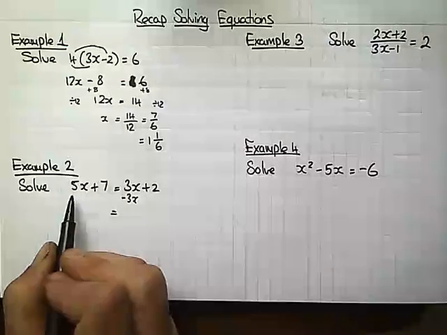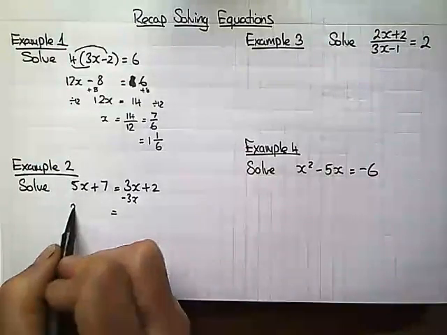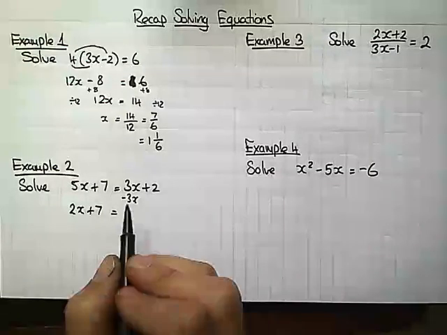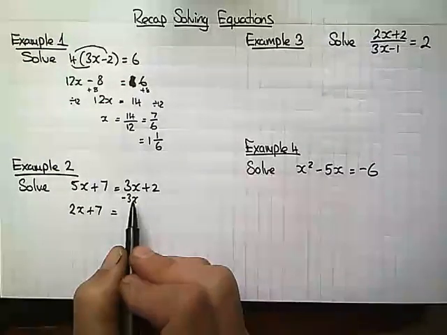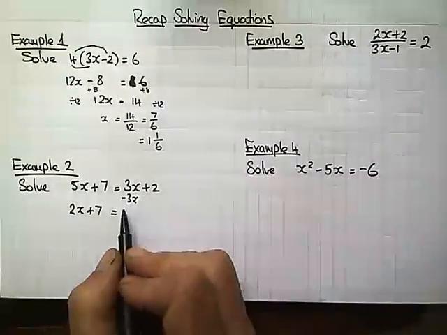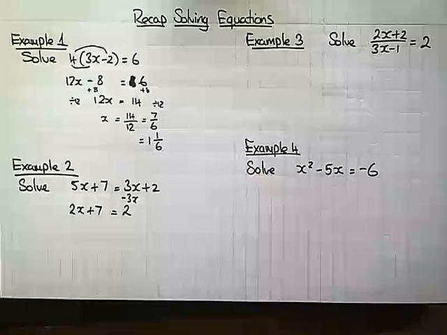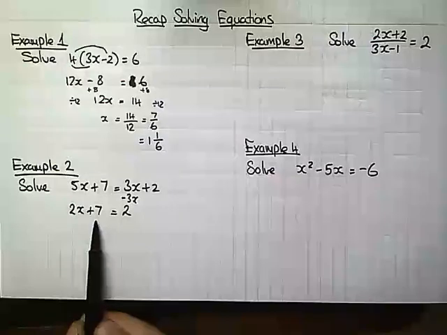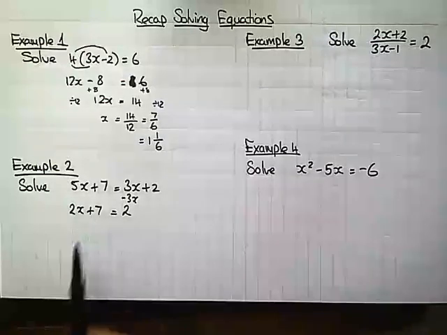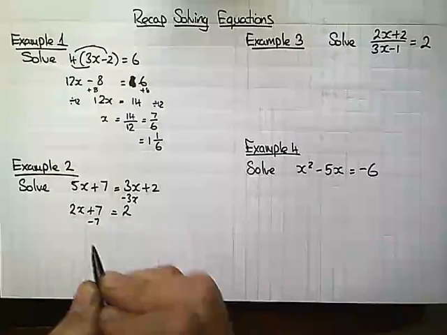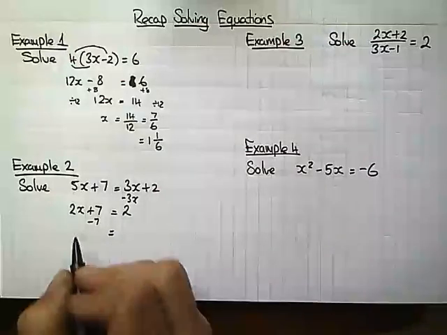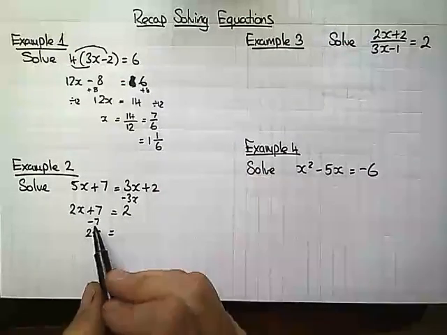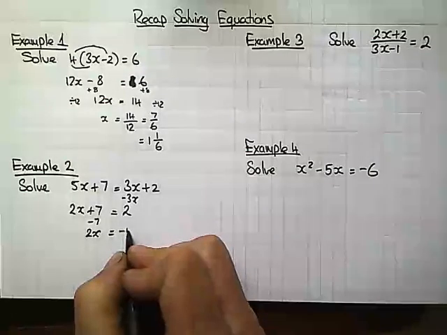Take away 3x from 5x, I get 2x. Don't worry about the 7 for now, we're not doing anything with that. These two lots of 3x will cancel each other out, and I'm just left with 2. So now I need the numbers onto the same side. So I've got a plus 7. I need to undo that, so I'm going to subtract 7 from both sides. So I'm left with the 2x on the left hand side, and 2 take away 7 is minus 5.